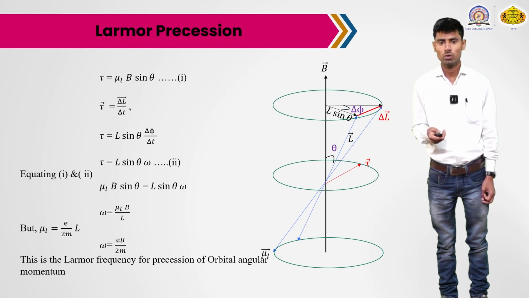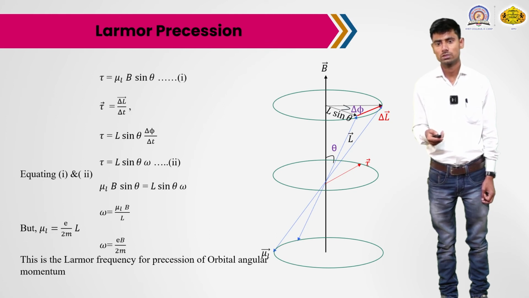So you will get tau equals L sin theta delta phi by delta t, because tau equals delta L by delta t, and delta L is nothing but L sin theta delta phi. Delta phi by delta t is nothing but the change in angle with time, that is, the angular velocity omega. This omega is nothing but the frequency of precession of the orbit, which is known as the Larmor frequency. So you will get tau equals L sin theta omega.